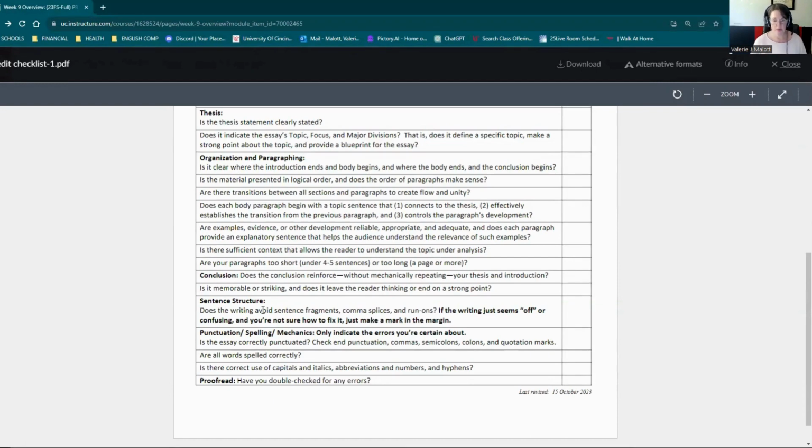Likewise with punctuation, spelling, and mechanics, if you're not sure why something is punctuated a certain way, you can ask me a question. Make sure that you spell things correctly, use capitals and italics, abbreviations, numbers, hyphens, and so on. Make sure all those things are used correctly. Remember, we're not texting each other, so we have to use the conventional rules of academic English, right? And then, of course, proofreading. Make sure that you double check for any of those errors. Make sure that you have addressed the things that I pointed out to you in your rough draft, right?